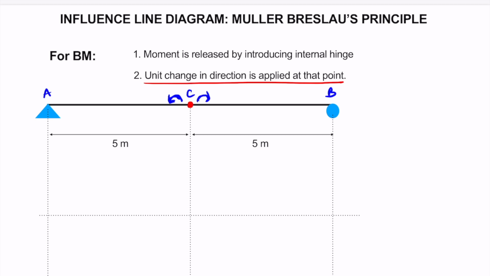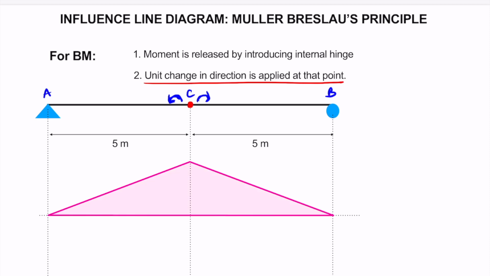If we apply the unit rotation like this, the beam will deflect. So the deflected shape will be equal to the ILD for bending moment at C. For this case, the deflected shape will be like this. This is the ILD for bending moment at point C. Here, this is rotation. Let's call this rotation theta 1 and this rotation theta 2. So total rotation should be 1. So theta 1 plus theta 2 should be equal to 1 here.